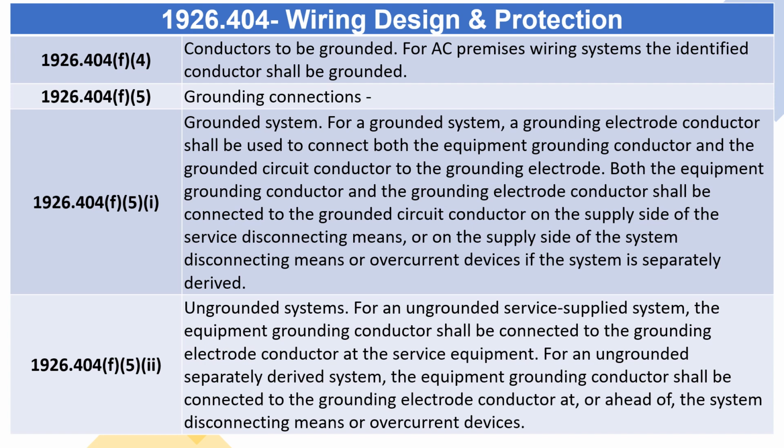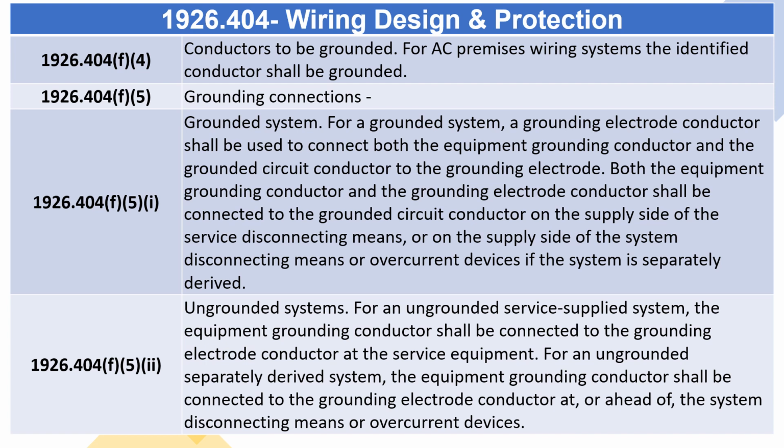1926.404 F5 Grounding connections. 1926.404 F5I Grounded system. For a grounded system, a grounding electrode conductor shall be used to connect both the equipment grounding conductor and the grounded circuit conductor to the grounding electrode. Both the equipment grounding conductor and the grounding electrode conductor shall be connected to the grounded circuit conductor on the supply side of the service disconnecting means, or on the supply side of the system disconnecting means or overcurrent devices if the system is separately derived.